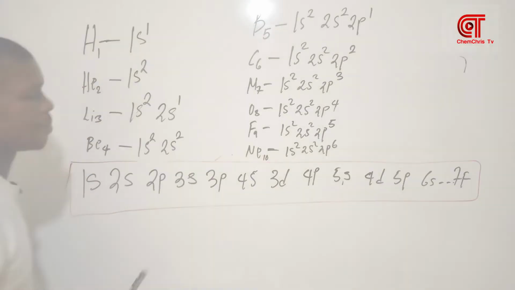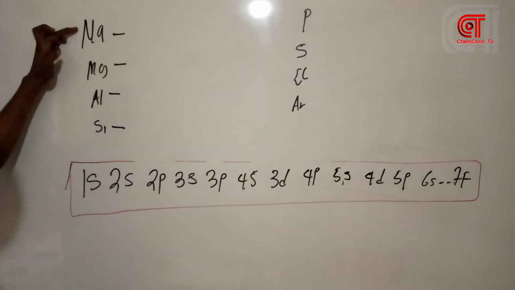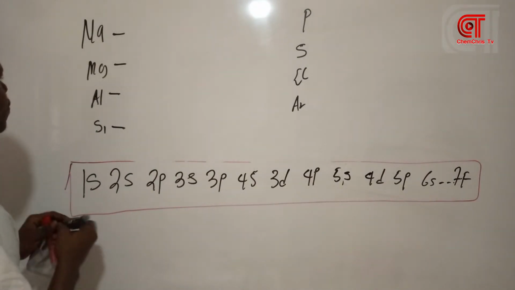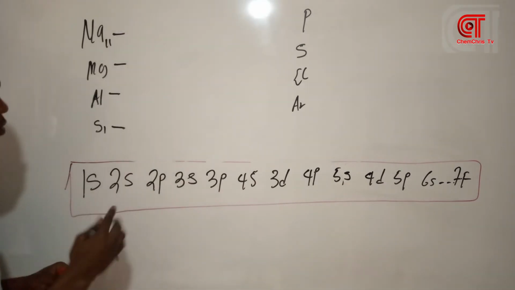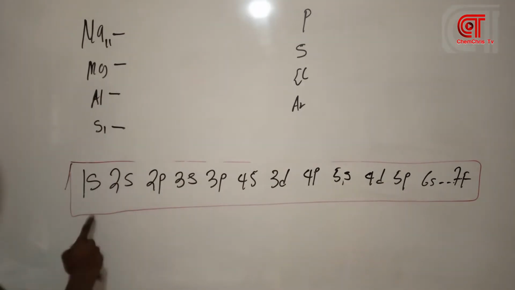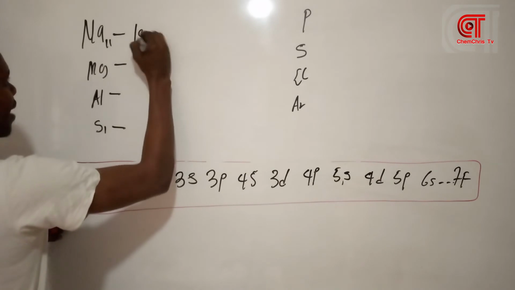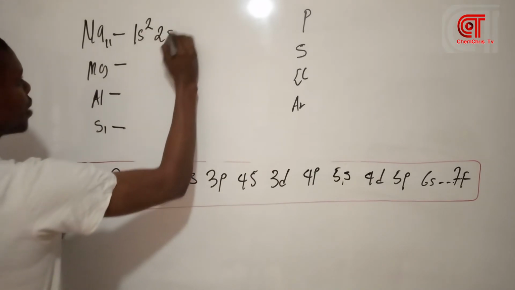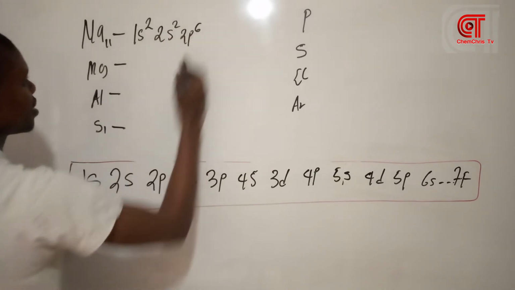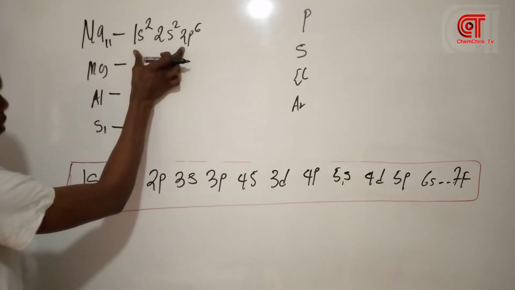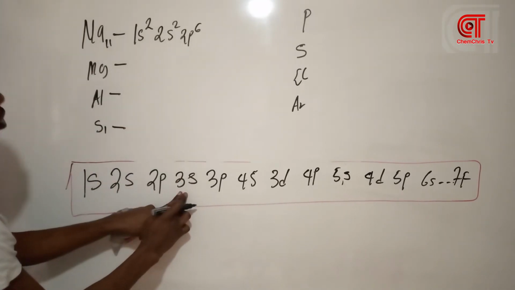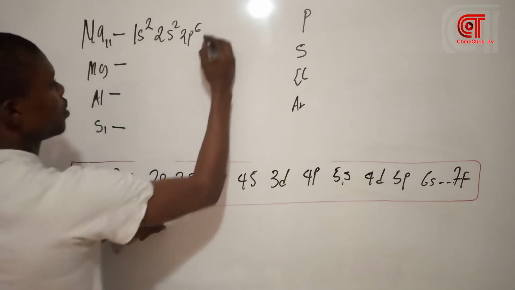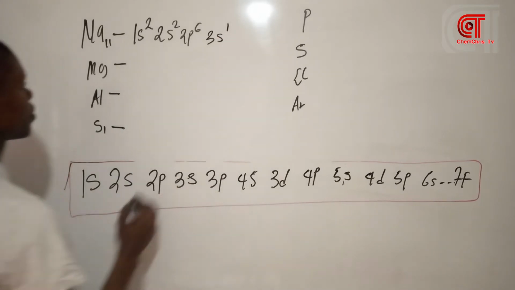Now let's take another one here. Let's do sodium. Sodium is 11, right? So I want to fill 11 electrons here. The first one is 1s2, right? 2s2, 2p6. So out of 11 I'll use 10, right? That's 3s. So how many electrons? 1 electron left. So it's going to be 3s1.